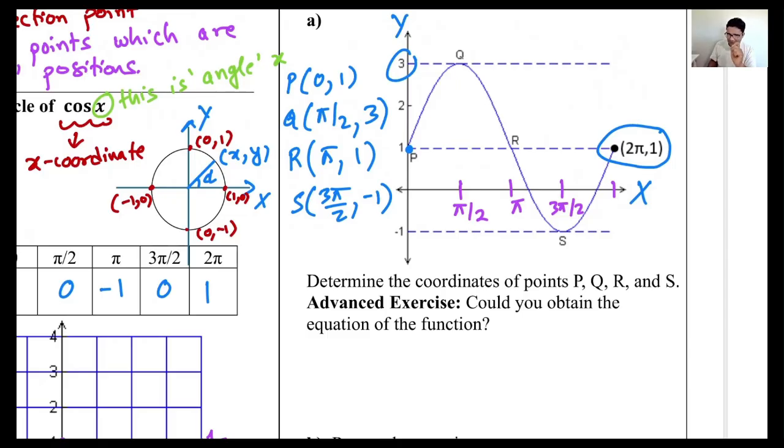So let us think this way. Where is the new mean position, the average position?